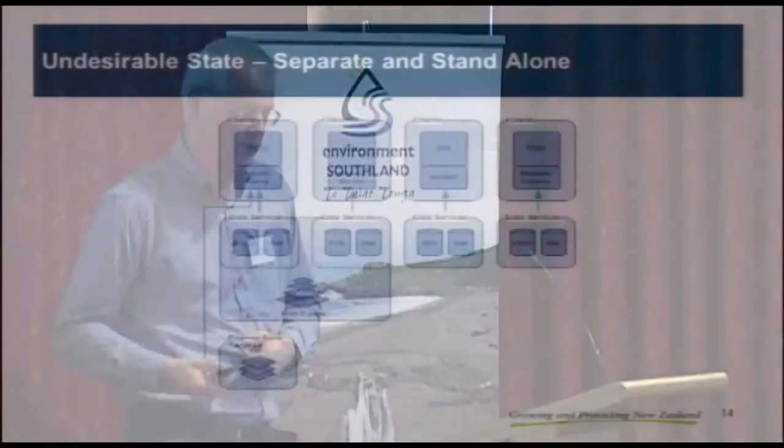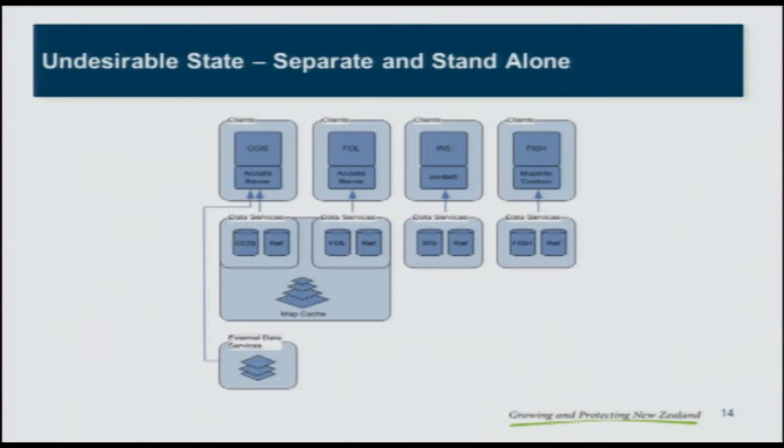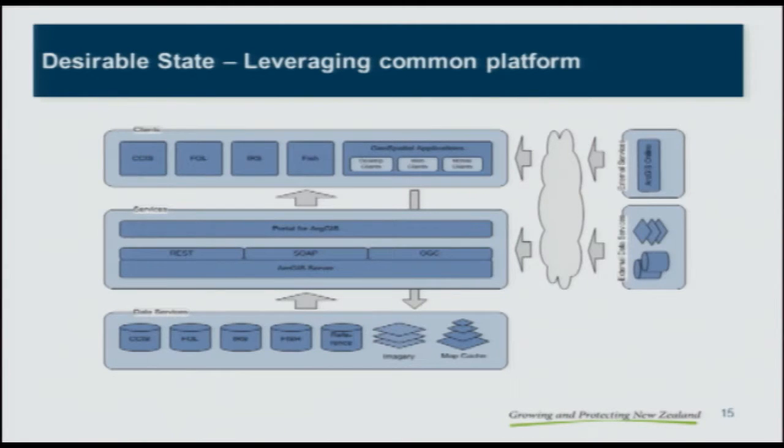So this is the undesirable state, where we're a little bit beyond it, but still. We've got these separate systems, very stovepipe, with their own reference databases. Some of them have a little bit of integration, but we really want to go from here to here, where we have a common data layer, and then some capability in the middle, the platform, and then loosely coupled applications on top, which can talk to any database within that. So that's the vision of where we want to go.